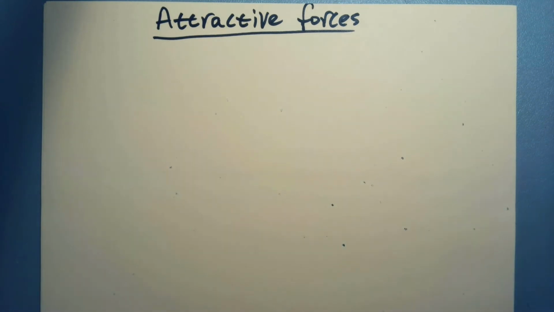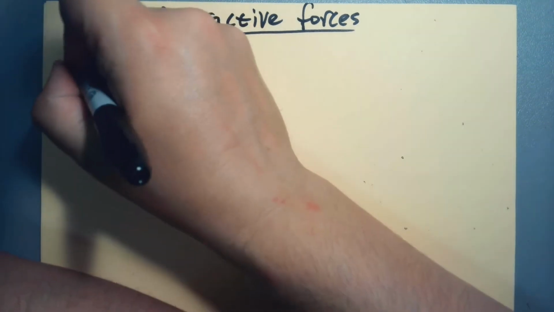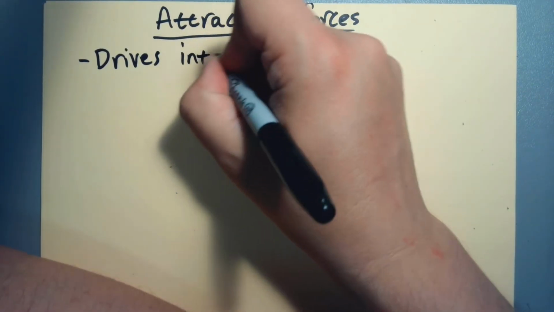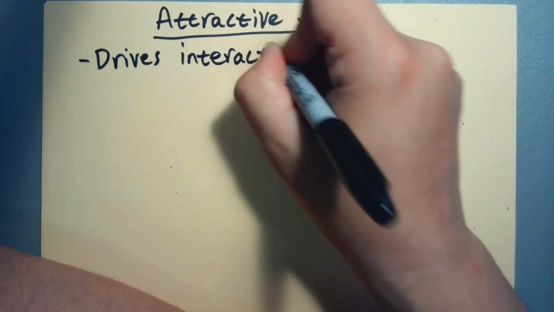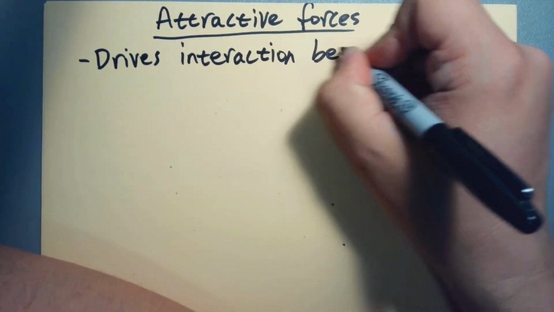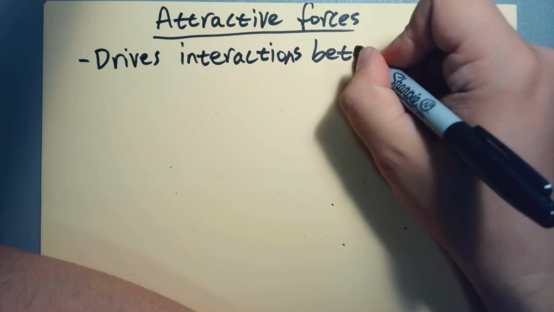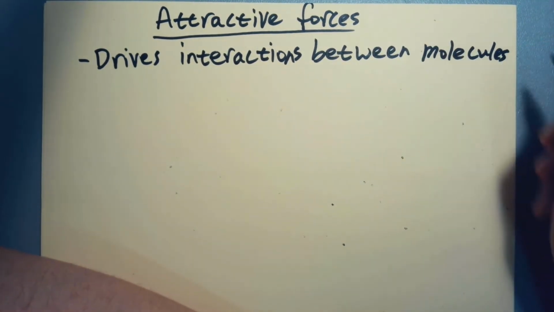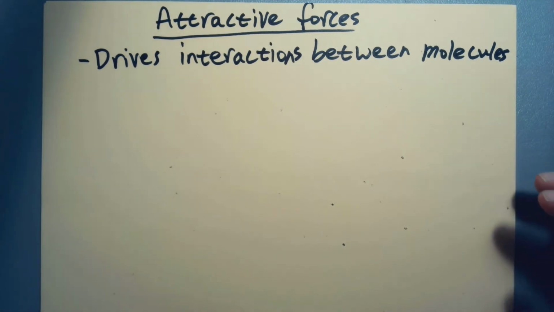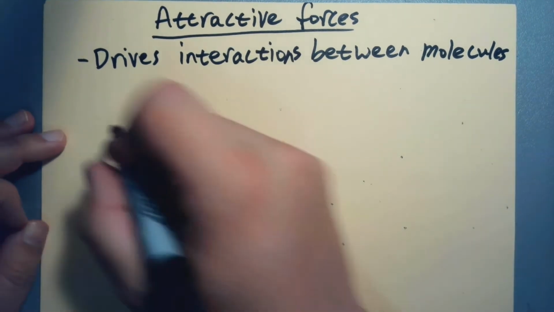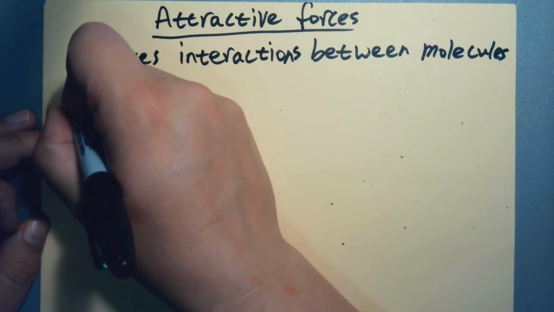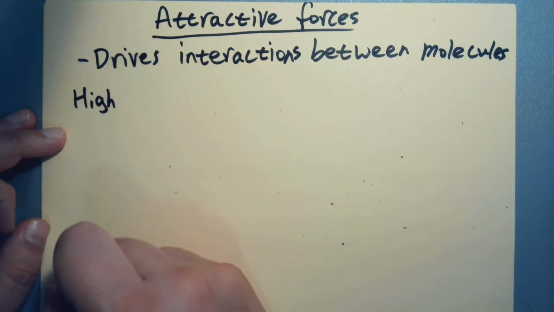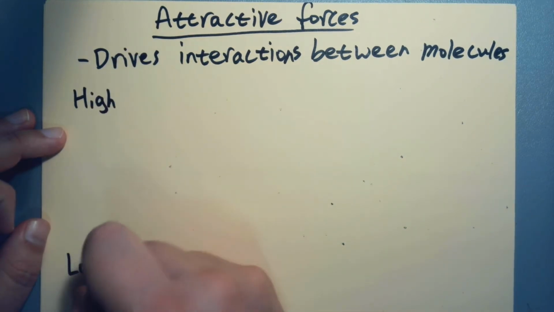All right, so this drives the interaction, or I'll say interactions between molecules. So we are into the multiple molecule state of things now. And there's four of them we're going to talk about in this class. And I'm going to go from high to low. Okay.